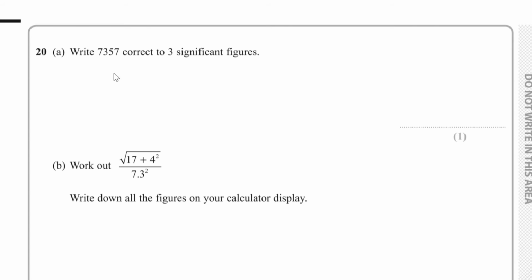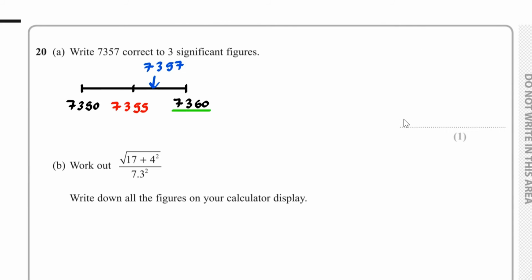Question number 20 for part A, we have to write 7,357 correct to 3 significant figures. Well, if we want to write this number correct to 3 significant figures, the value is going to be in between 7,350 and 7,360. Now our halfway point is 7,355. Now if our number is 7,355 or greater, we would round up. Our value, 7,357, is greater than this, which means we would have to round to the 7,360.